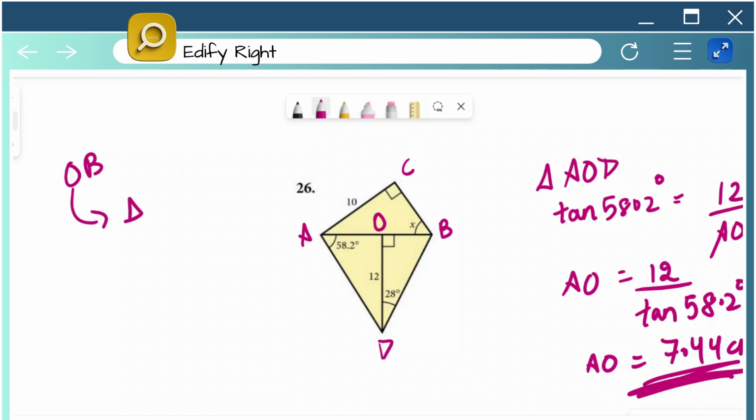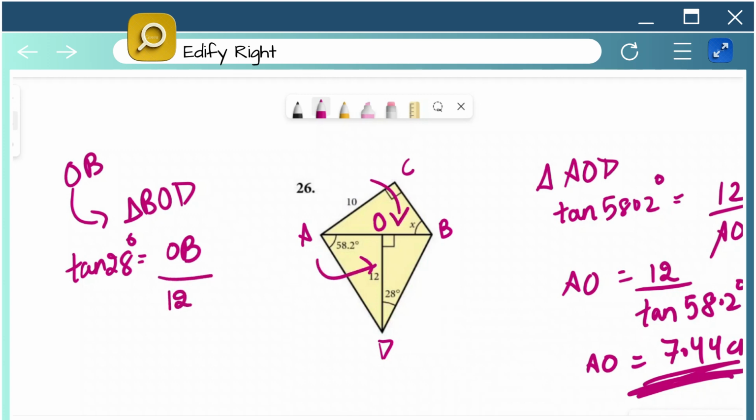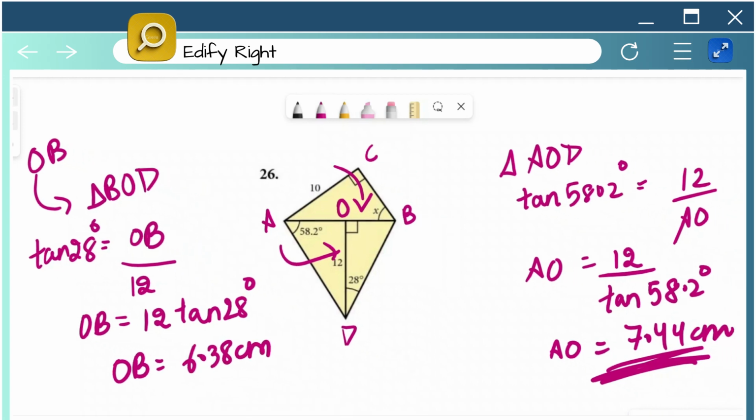To figure out what OB is, I'm going to consider triangle BOD. Here, as you can see, you have angle 28 degrees and a side which is touching this angle, so this becomes the base, and you're supposed to find this side which is the perpendicular. So again, a good ratio to use here is tan. So tan 28 degrees is equal to perpendicular upon base. Here my perpendicular is OB and the base is 12. So OB is equal to 12 times tan 28. That gives OB to be 6.38 centimeters.